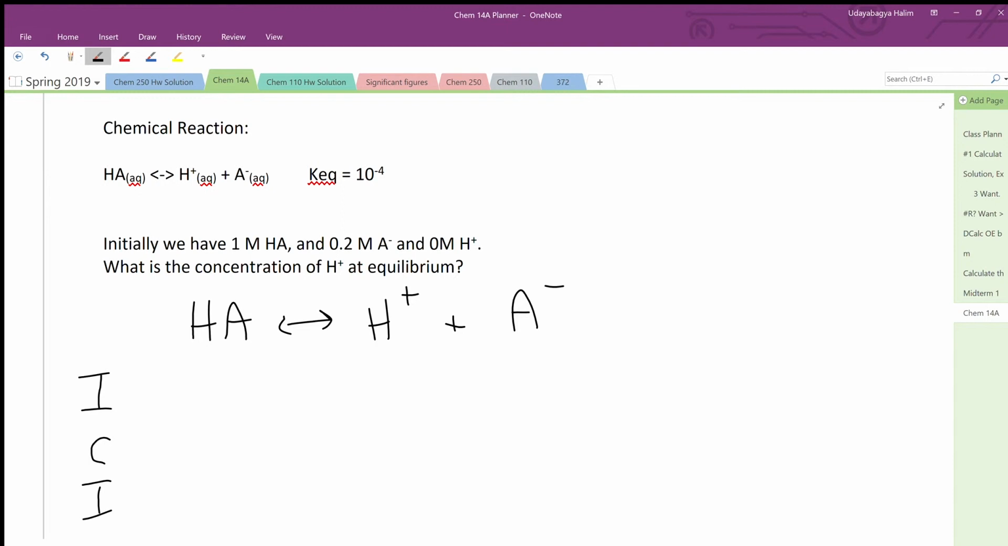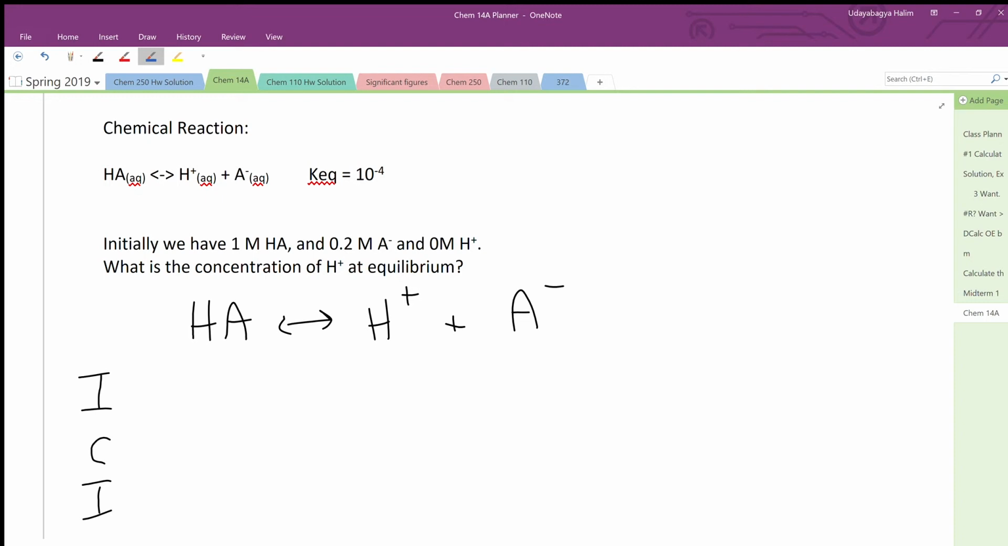One of the typical questions that I might ask you to do closer to the end of the semester involves a lot of this quadratic equation solving. Suppose that we have a chemical reaction: HA turns into H plus and A minus, and they're all in equilibrium. We also know that the equilibrium constant is 10 to the negative 4. It's not on the class planner. It might be in some of the last pages, but I'm adding it in just for context.